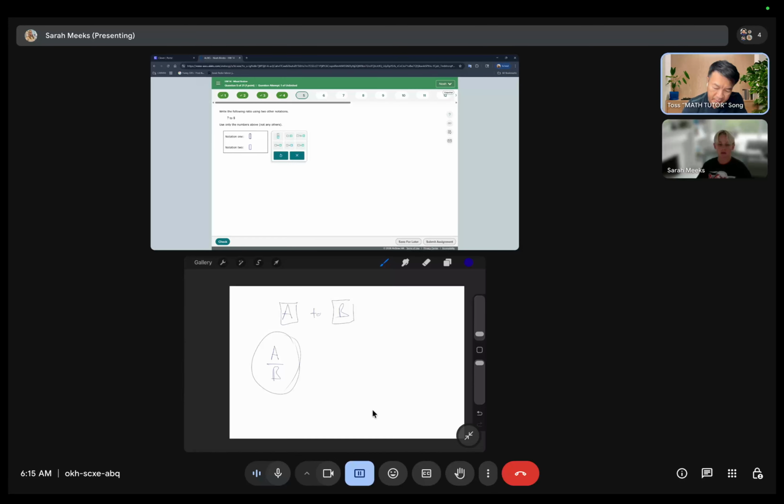Notation one, this is it. Notation two, you can write it as A and then colon B. So this is the second notation. So let's fill in the A. It's going to be 7. Exact same order from left to right. Okay. And then, yeah, there you go. All three are the same. The word "to," the fraction, and the colon.